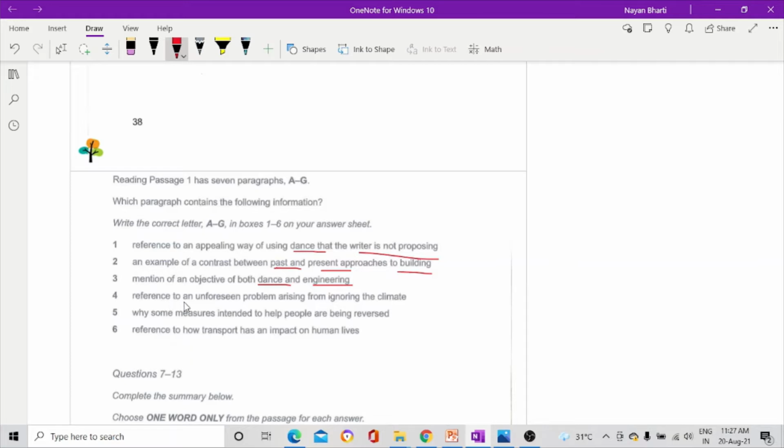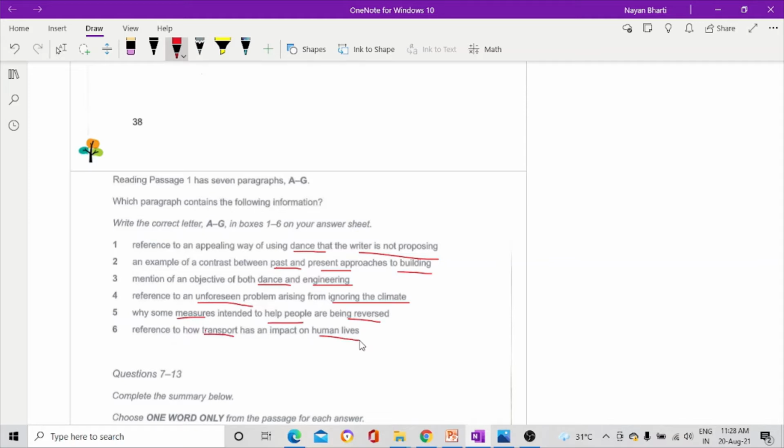Reference to an unforeseen problem arising from ignoring the climate. Here they must be telling something like, if we ignore the climate, these are going to be the consequences. Something like that information will be present. Why some measures intended to help people are being reversed. They are saying some measures which were previously used to help people are now reversed. Reference to how transport has an impact on human life. So how transport is impacting human life, that reference is mentioned in the paragraph.